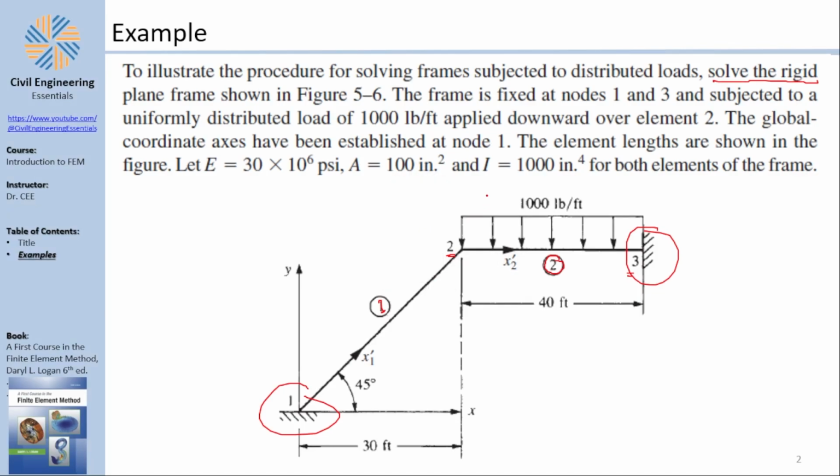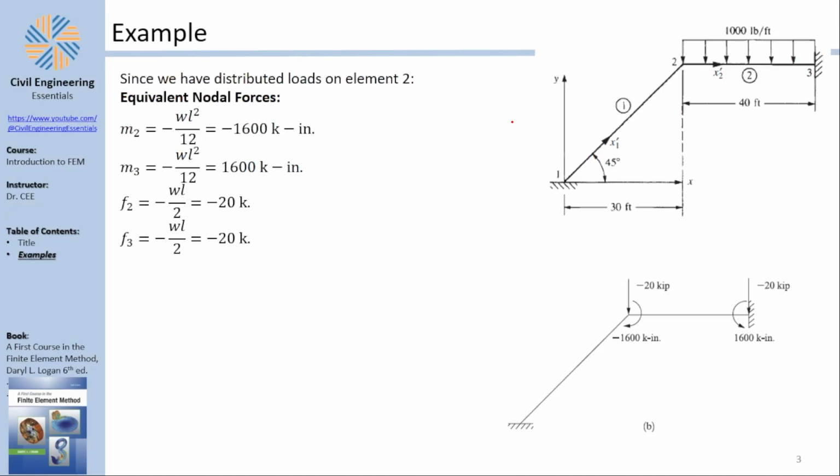Alright, so the solution of this example is going to follow our typical pattern. Now here we have, of course, to do something called the equivalent nodal forces. You have a distributed force here, and we know from previous videos that I will link above that WL squared over 12 is the equivalent moment of that force, and WL over 2 is the equivalent force of that force.